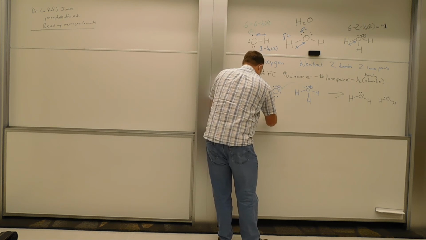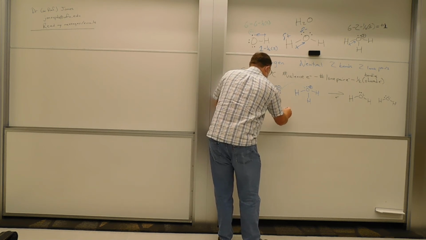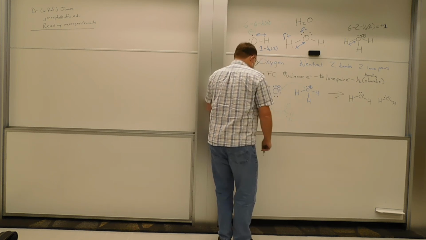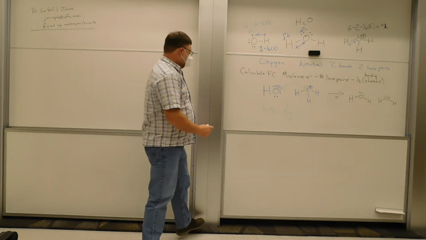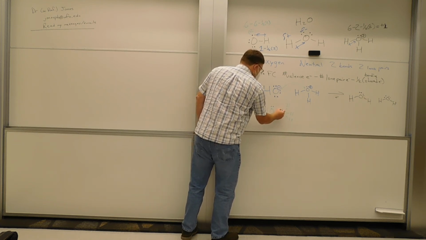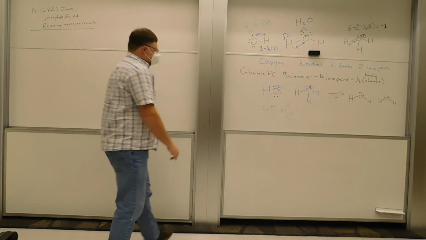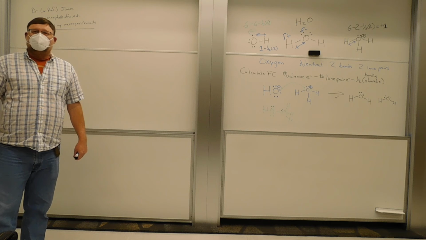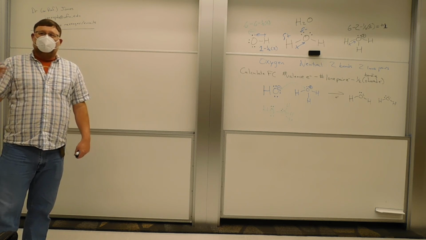Maybe don't draw this. Okay, so that oxygen all of a sudden has 10 electrons. Violates the octet rule, can't happen.